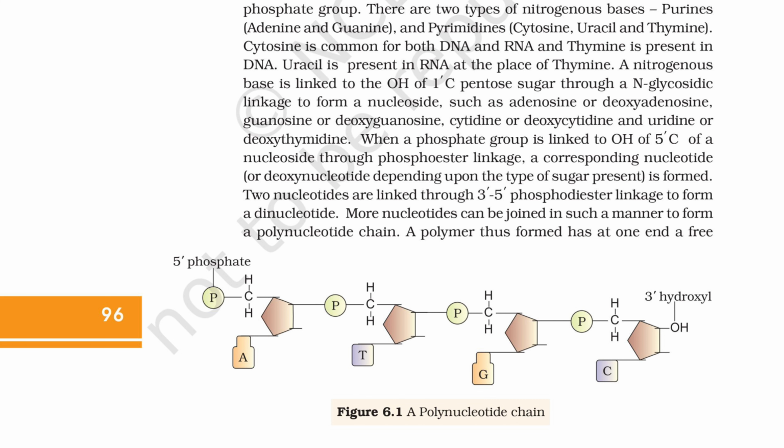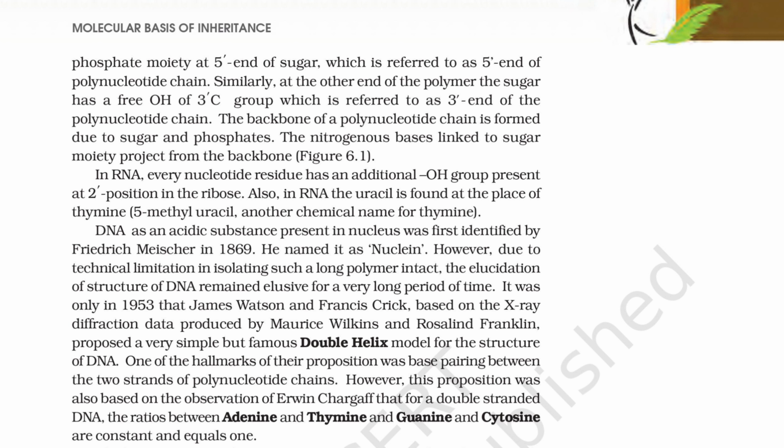A polymer thus formed has at one end a free phosphate moiety at 5' end of sugar, which is referred to as 5' end of polynucleotide chain. Similarly, at the other end of the polymer the sugar has a free OH of 3' carbon group which is referred to as 3' end of the polynucleotide chain. The backbone of a polynucleotide chain is formed due to sugar and phosphates. The nitrogenous bases linked to sugar moiety project from the backbone. In RNA, every nucleotide residue has an additional OH group present at 2' position in the ribose. Also, in RNA the uracil is found at the place of thymine, 5-methyl-uracil, another chemical name for thymine.